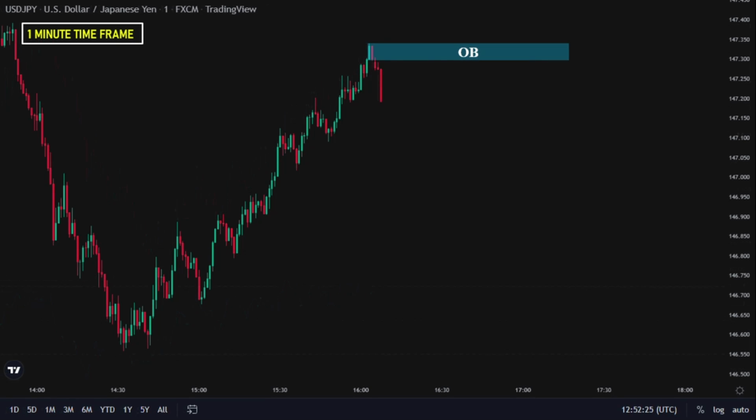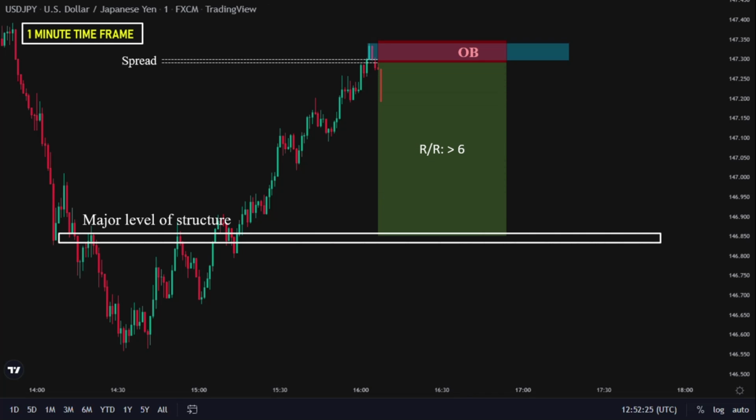As our last step, we should place our order, spread size below our 1-minute change of character's order block, with the stop loss being a couple of pips above the highest point of the area. And we set our take profit margin at this major level. In this scenario, with 2 pips spread on the USD-JPY pair, our stop loss is roughly 7 pips, and our potential reward is 45 pips. So our risk-to-reward ratio is more than 6.